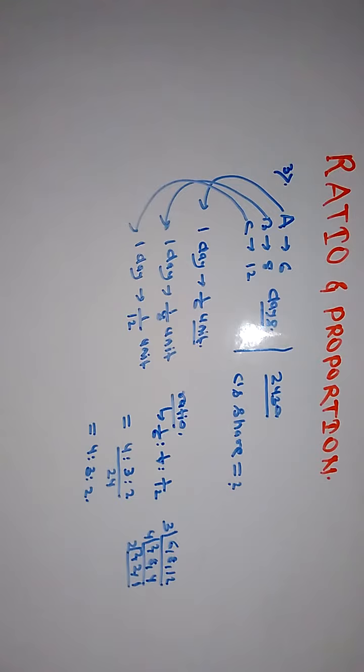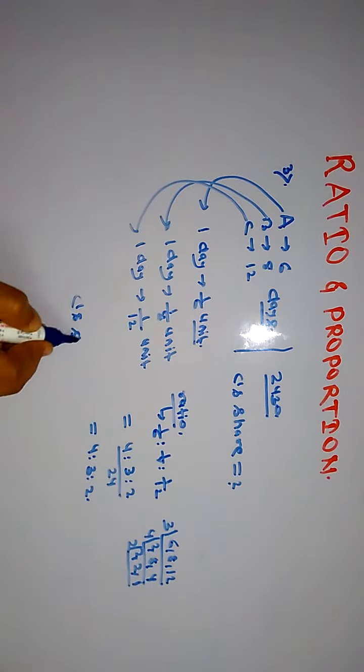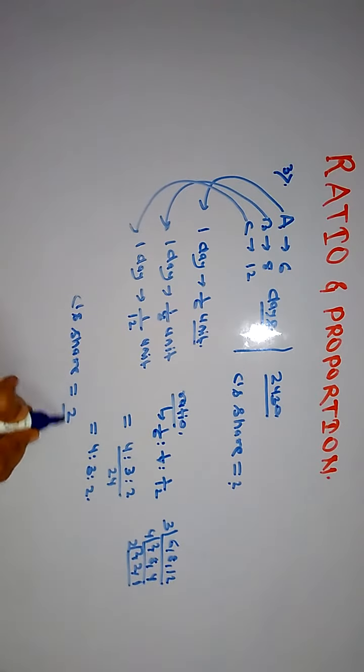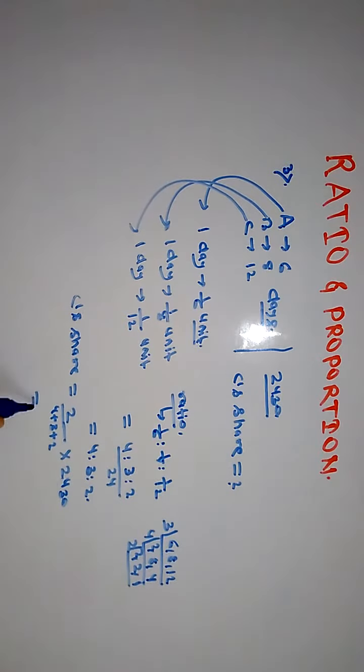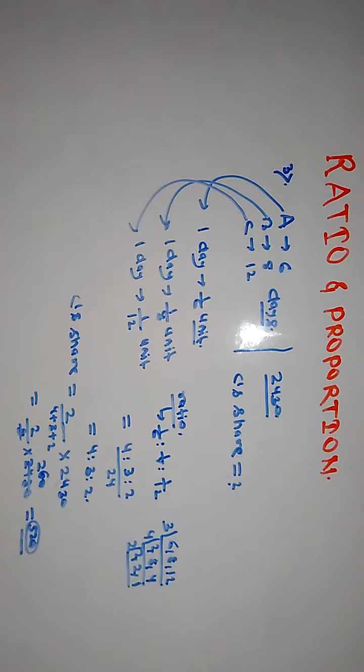Now it is easy. You have to calculate C's share from the ratio. C's share will be 2 upon 4 plus 3 plus 2, that is 2 upon 9, into 2430. So this gets cancelled, and the answer equals 540. So you can calculate C's share like this.